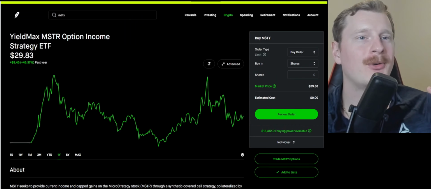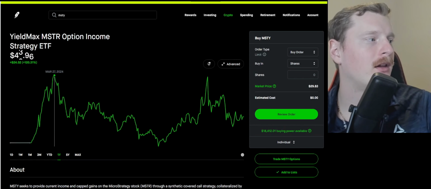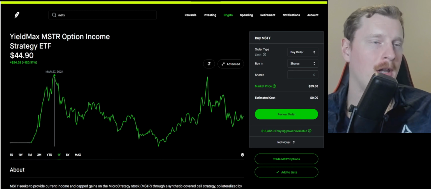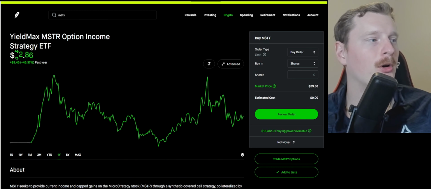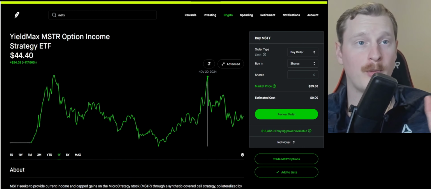All right, now that Robinhood is on the screen, we're going to look at two different spikes, right? So the first spike we're going to look at is $44.90. So we're going to annotate that into our spreadsheet. And then for this other spike on November 20th, it was at $44.40. So those are the two spikes I'm going to analyze and come up with different data points.